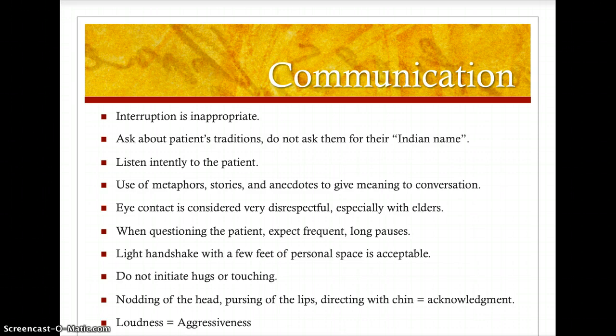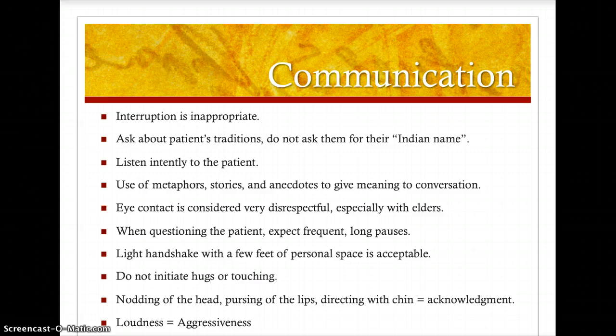Intelligence is measured in one's ability to listen and ask the right questions. Therefore, interrupting a speaker is considered very inappropriate. Polite humor between the healthcare provider and the patient is a great way to build rapport, as humor is a facet within their religious beliefs. When questioning the Native American patient, expect long pauses before they answer you. It is common for the patient to carefully consider their answer before responding.